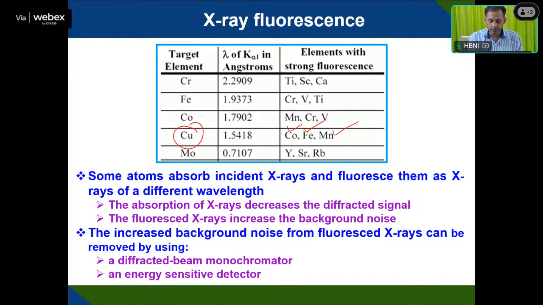So in the case of cobalt, iron, and manganese, if you use a copper target for an X-ray diffraction pattern, you will see a lot of background radiation because of the fluorescence. If you take molybdenum or some other source, you will not get that. You will get a very nice spectrum with less background. So depending upon your fluorescent material, you can choose your target element to eliminate your background radiation.